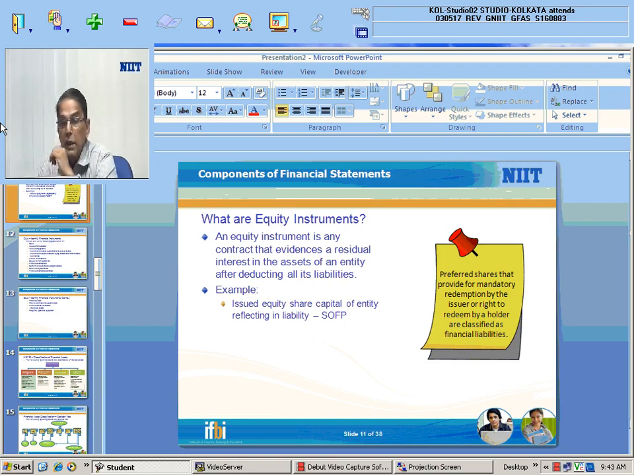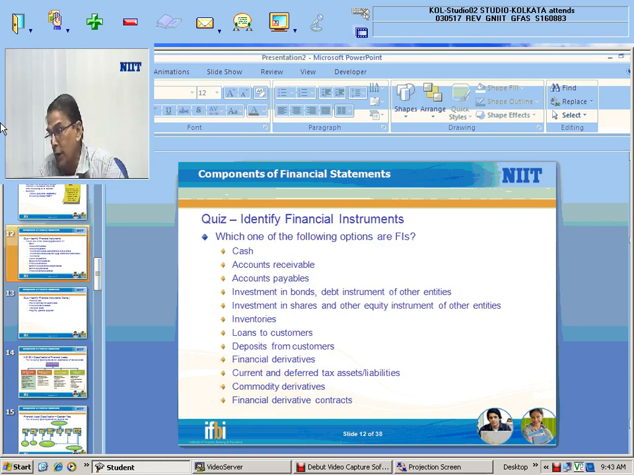Now let's try to identify these financial instruments. There is a small quiz. Let's apply whatever we have learned so far and try to understand which of these are financial instruments and which are not. Let's start with the first one, cash. Is it a financial instrument or non-financial instrument? And if it is a financial instrument, whether it's a financial asset, a liability or an equity instrument. So what is the response? Cash, the first item. Is cash a financial instrument? Yes, and it's a financial asset. Very good, Shivam. Thank you.